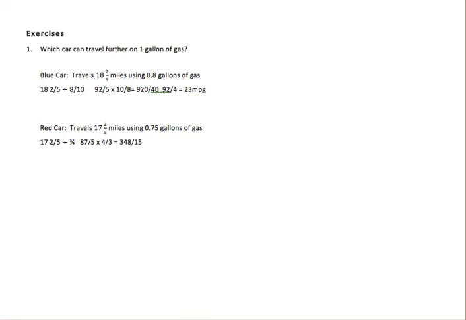And multiplying straight across will give us 348/15. And our final step will be to divide 348 by 15 to get our final answer of 23 1/5. In comparing the two, we can see that the red car travels slightly more on 1 gallon of gas, 1/5 of a mile more.